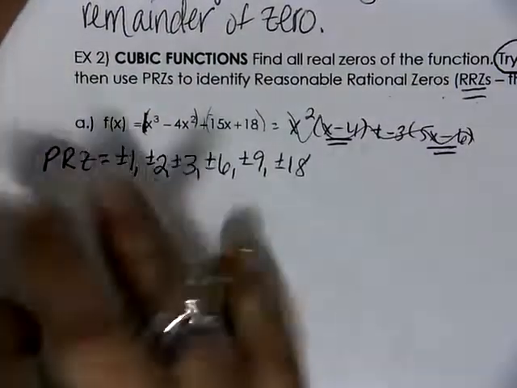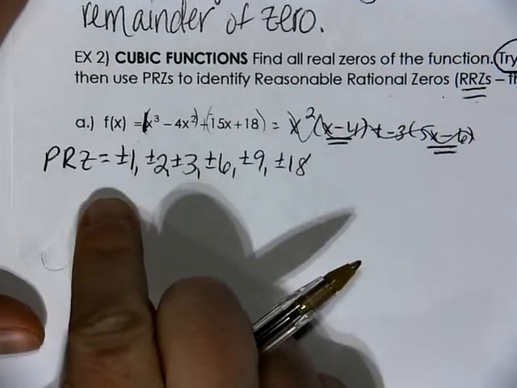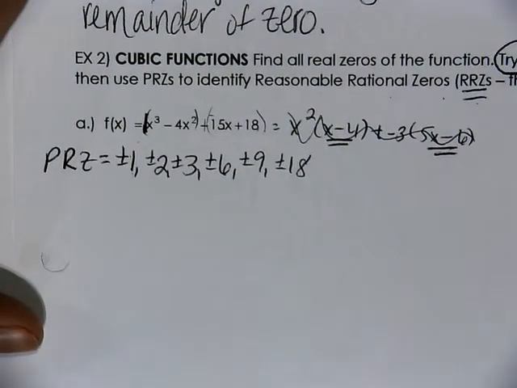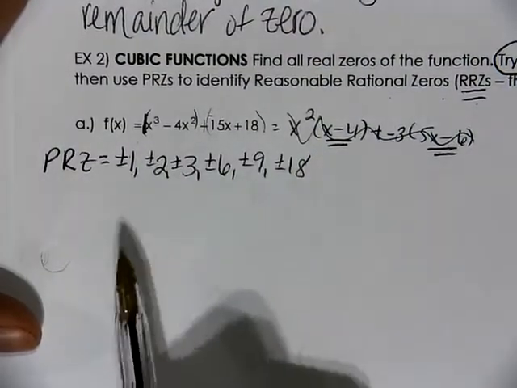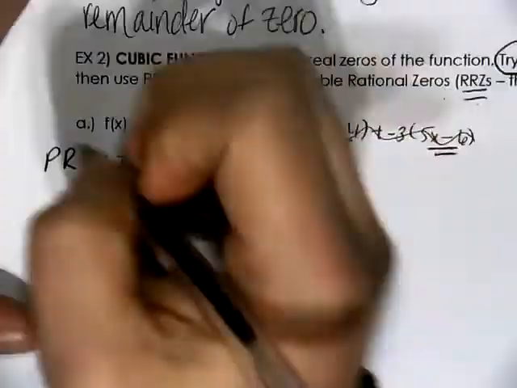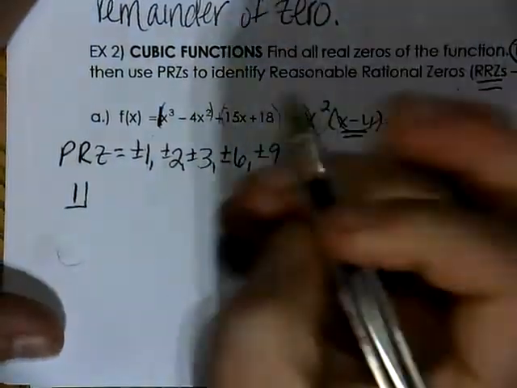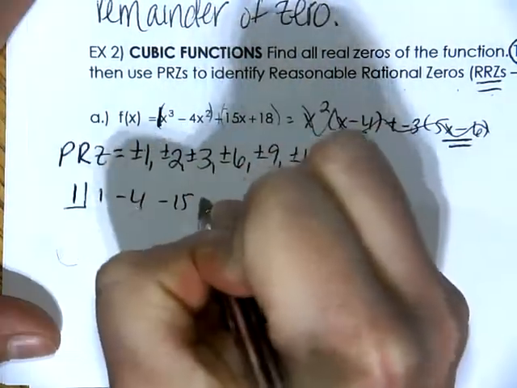So now I need to start at the very beginning. Always start with positive 1. Start with the easier numbers. Don't work with the fractions right away, or a number like 18. Instead, start logically with the number 1. And we're going to do a quick, small synthetic division. I'm going to write 1, negative 4, negative 15, and 18.